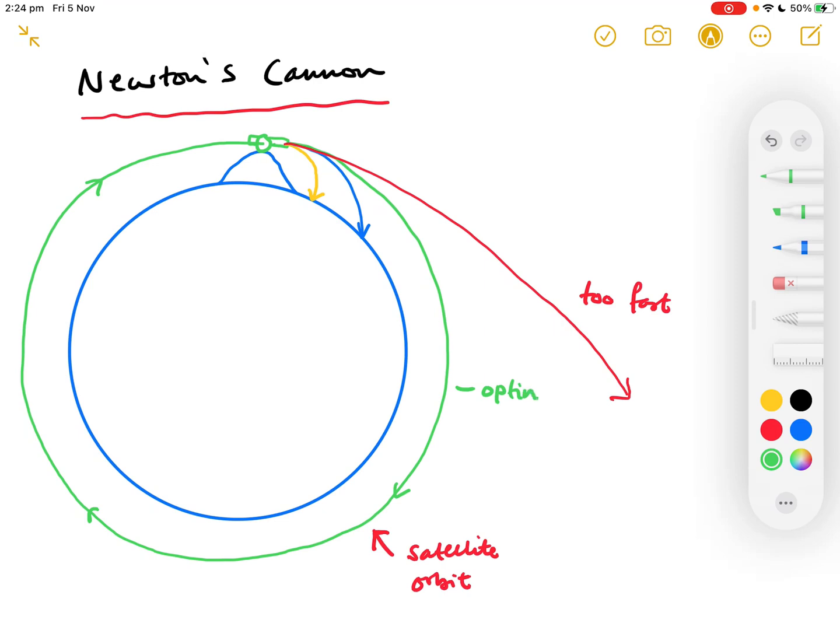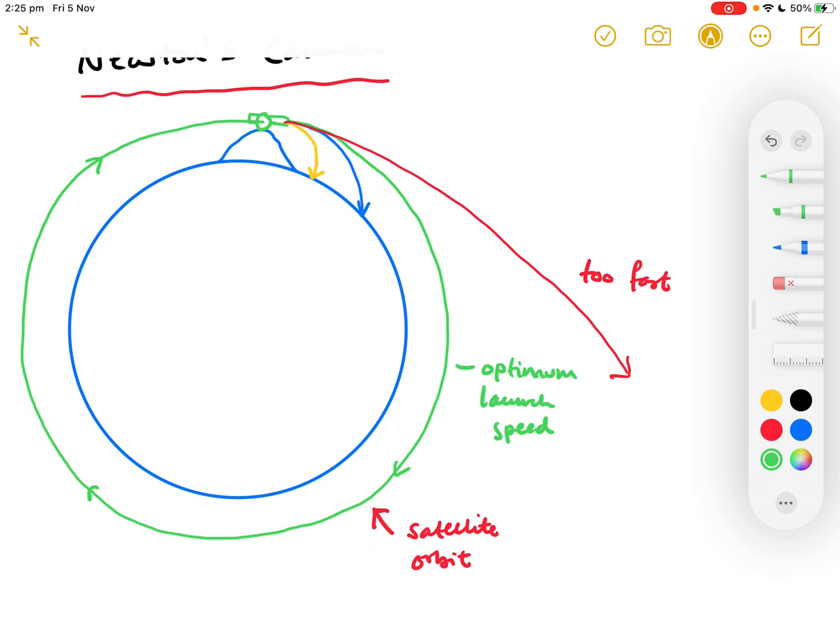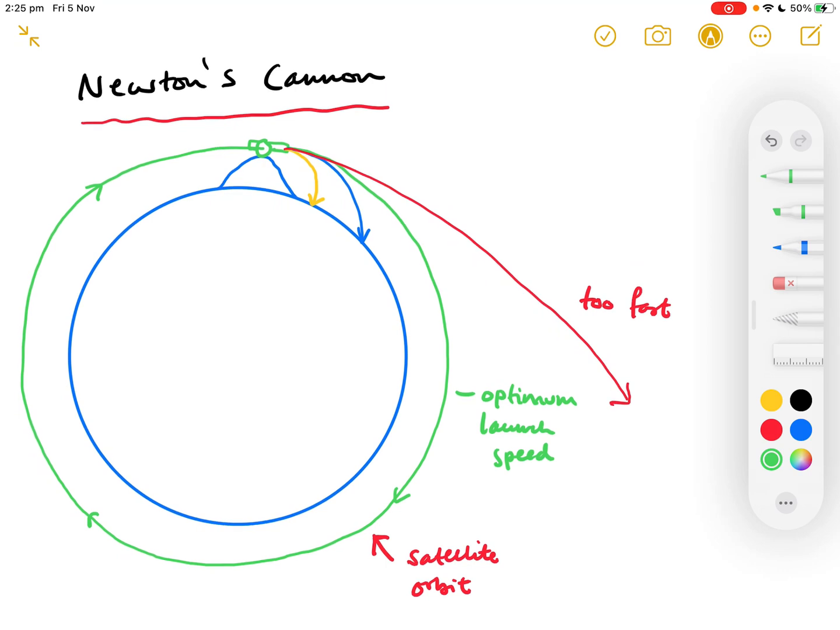Whereas the green one is the optimum launch speed, and the yellow and blue are too slow. And essentially then, when artificial satellites are launched, they're taken up by a rocket, and the rocket is given a trajectory which takes it into orbit round the Earth, and the satellite is released in that orbit and it remains there. And that's a simplification, but pretty much what happens. So that is how we can understand projectiles.